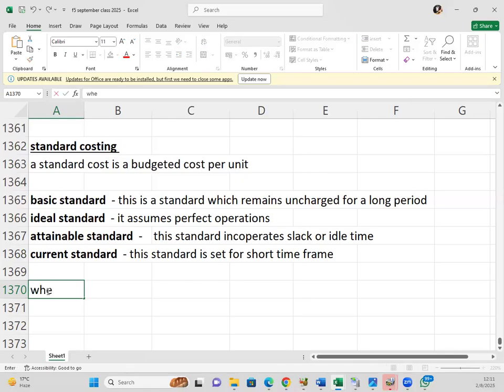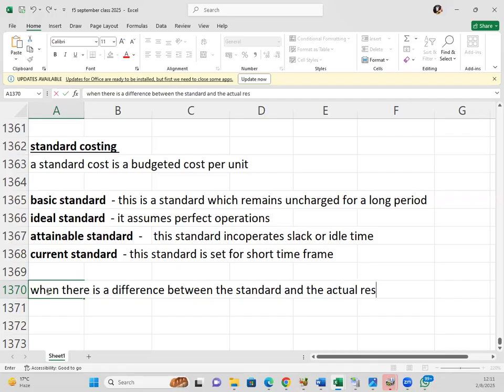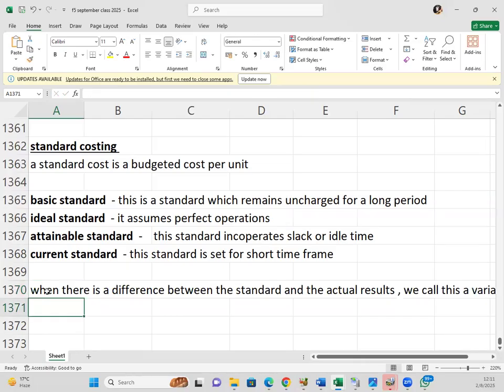So when there is a difference between the standard and the actual results, we call this a variance. The difference between the standard and the actual results, we call it a variance. The variance can be in two.